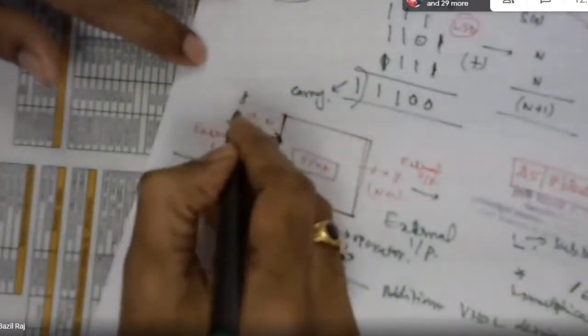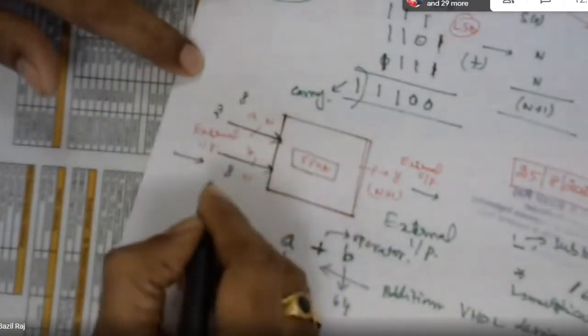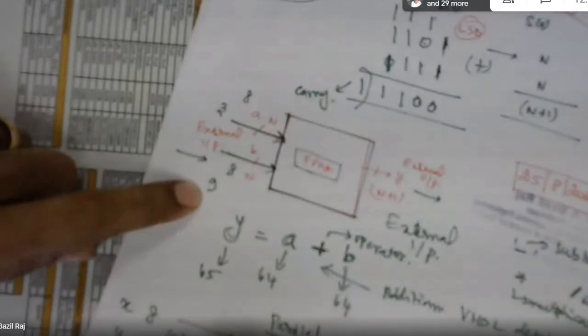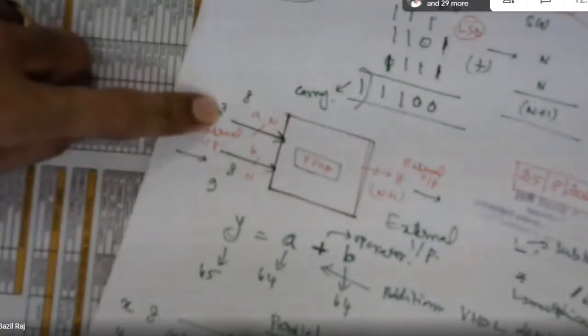Suppose A is 3 and B is 9. To represent 9, you need 4 bits. To represent 3, you need 2 bits. But you cannot do it in 2 bits because A is already in 8 bits, right? So A and B will automatically carry the necessary zeros. You understood now? So we cannot go beyond 8 bits. We will have a different system for that.